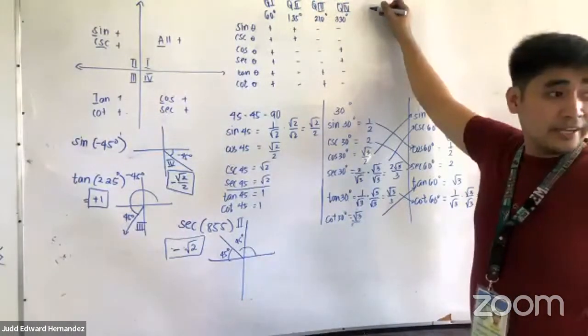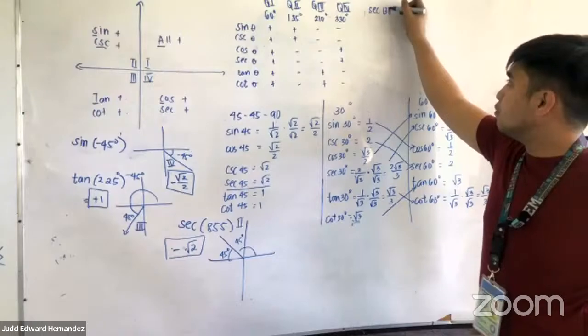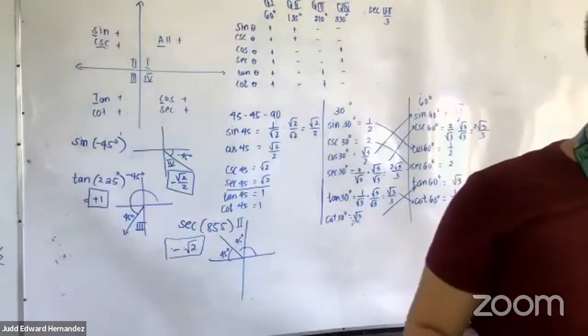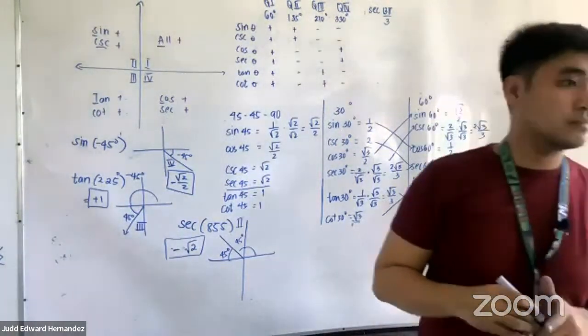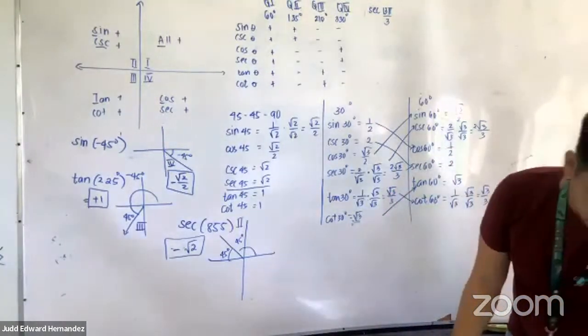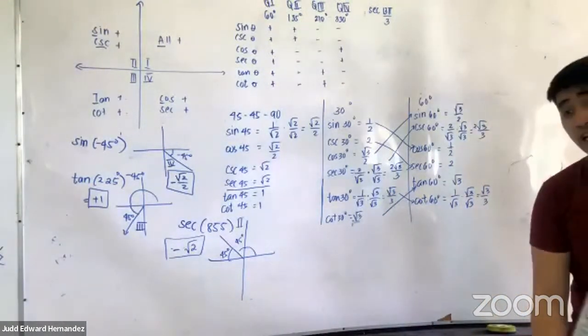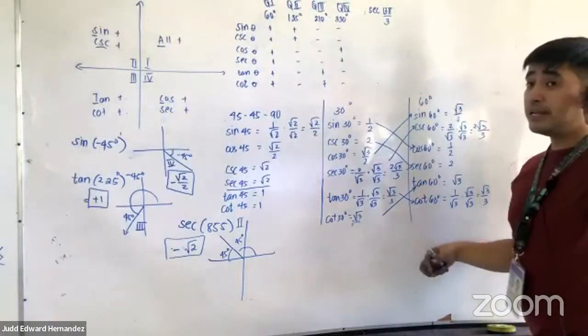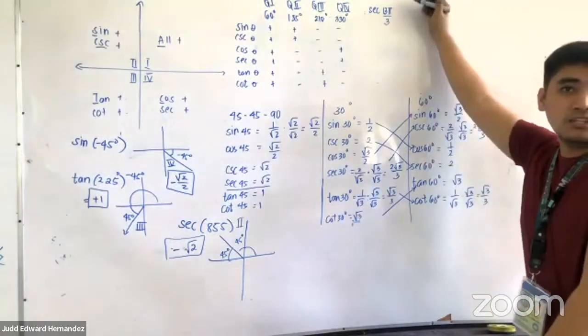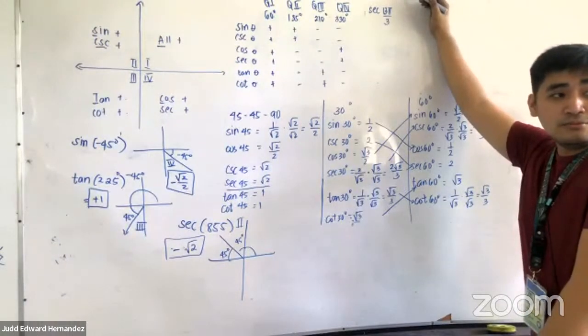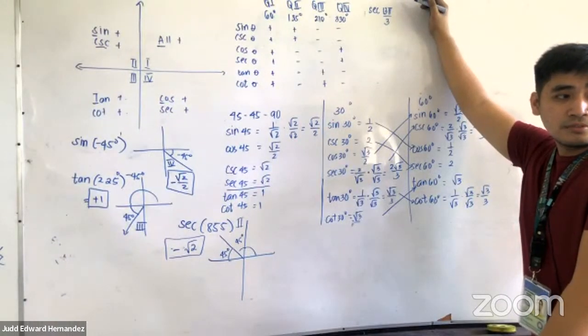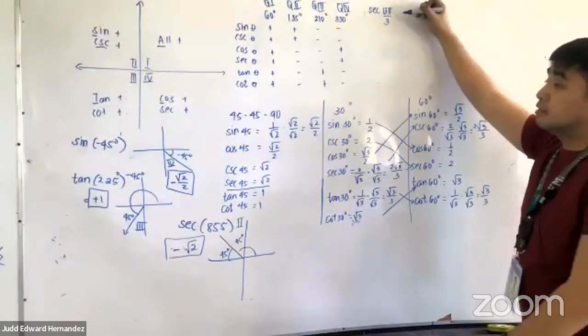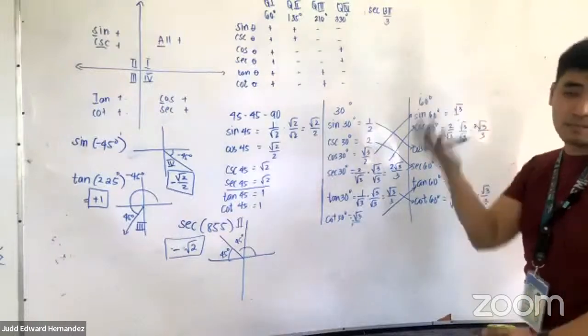What if we're given secant 13 pi over 3? Pag ganito kasi, usually nalilito ako kapag given na siya in pi. So ano ba yung gagawin natin kapag given na siya in pi? Sa tingin nyo guys? Kapag pi, anong gagawin natin? We need to convert into degrees para mas madalian tayo.